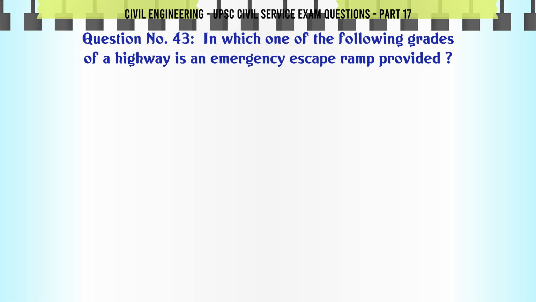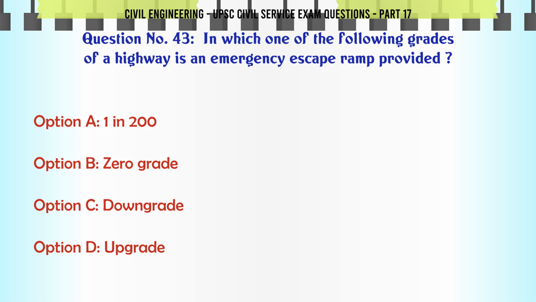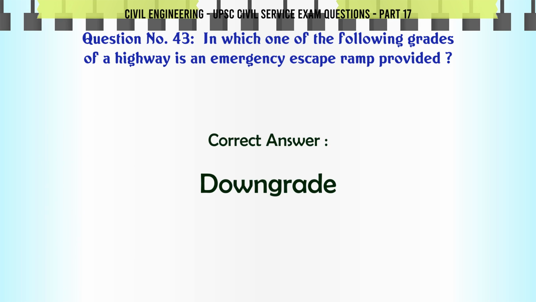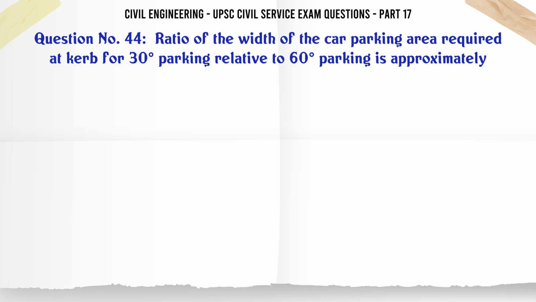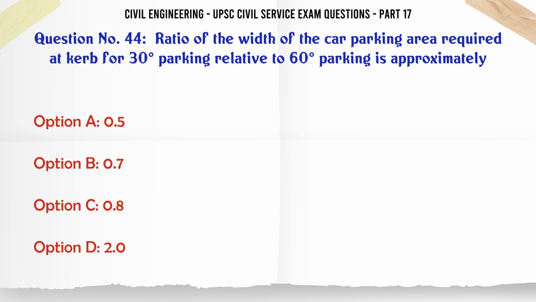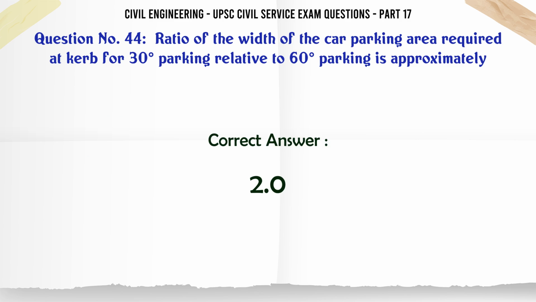In which one of the following grades of a highway is an emergency escape ramp provided? A. 1 in 200. B. 0 grade. C. Downgrade. D. Upgrade. The correct answer is downgrade. Ratio of the width of the car parking area required at curb for 30° parking relative to 60° parking is approximately: A. 0.5, B. 0.7, C. 0.8, D. 2.0. The correct answer is 2.0.